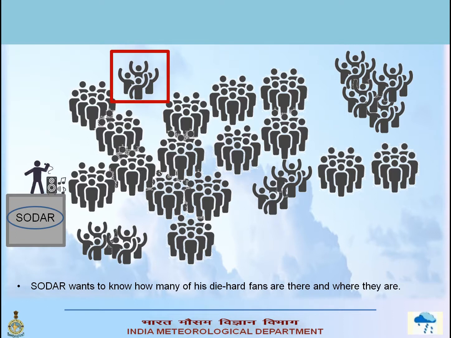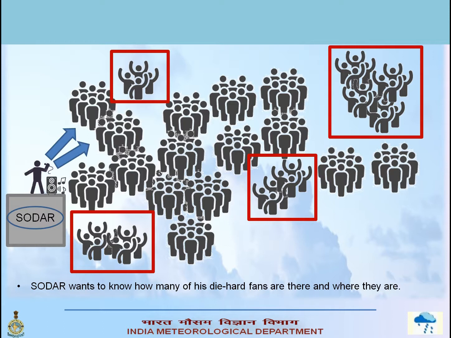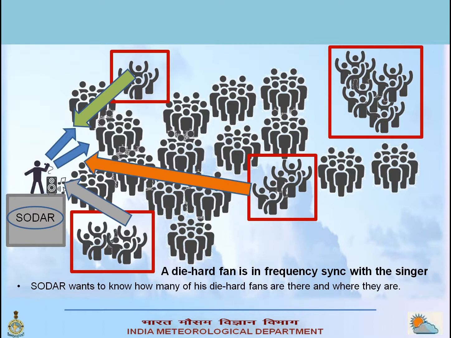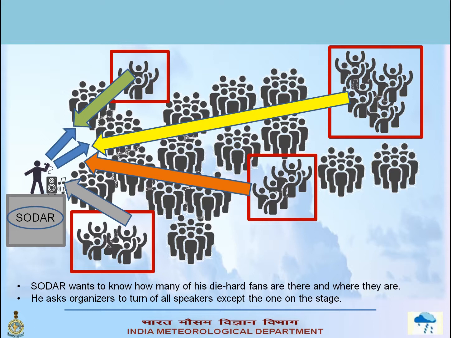We can see there are four clusters actually, 1, 2, 3 and 4. These are the actual clusters, or the set of people, who are in frequency sync with him. Let's say they are in frequency sync with the singer. Whenever the singer asks them to sing back, these people are going to sing back to him, and they qualify as his die-hard fans for our understanding. So when he sings, they sing back to him, and then again when he sings, they all sing back to him simultaneously.